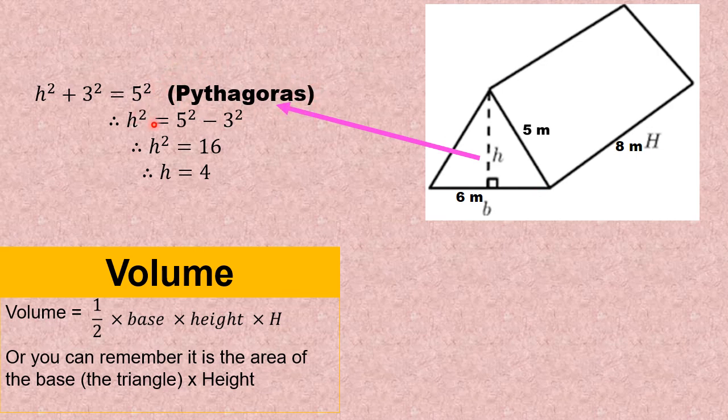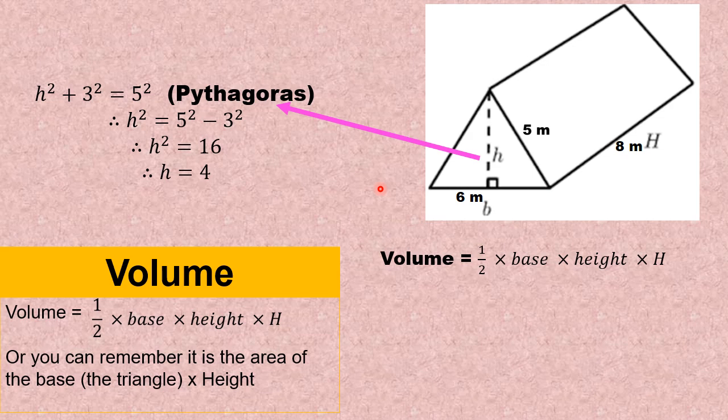So height squared is equal to 5 squared. Bring that positive 3 squared over and it becomes negative 3 squared. So height squared is equal to 16. The inverse operation of square is square root. So if you square root that h squared, you will just be left with h because they cancel each other out. And the square root of 16 is 4, because what you do on the one side, you have to do on the other side. So the height there is 4.